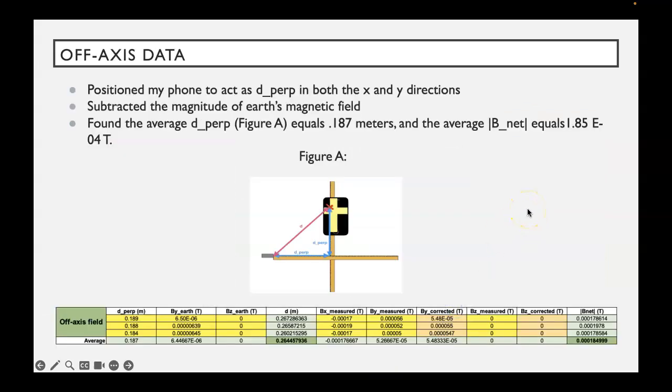For the off-axis data, I positioned my phone to act as d-perp in both the x and y directions, and then I made sure to subtract the magnitude of Earth's magnetic field because it has an influence. I found that the average d-perp, as seen in figure A, equals 0.187 meters, and that the average B net equals 1.85 times 10 to the -4.